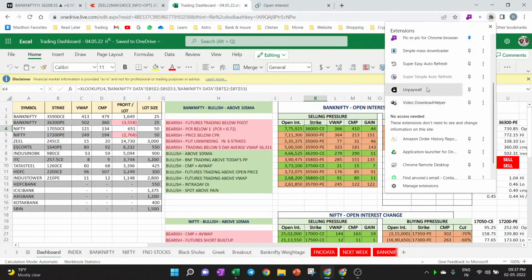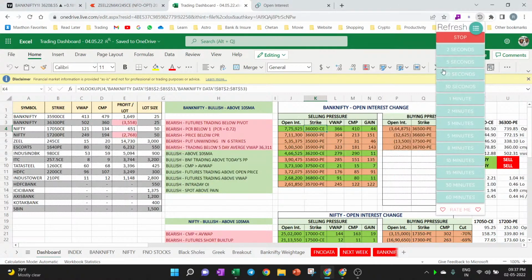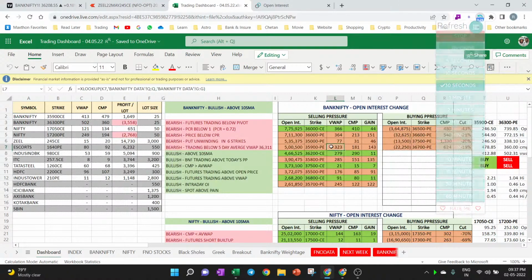So there is more than sufficient here. When you click this super simple auto refresh, it will ask you for the interval, like 10 seconds, 30 seconds, whatever time. I'll choose 30 seconds. Then this web page will automatically start refreshing every 30 seconds.